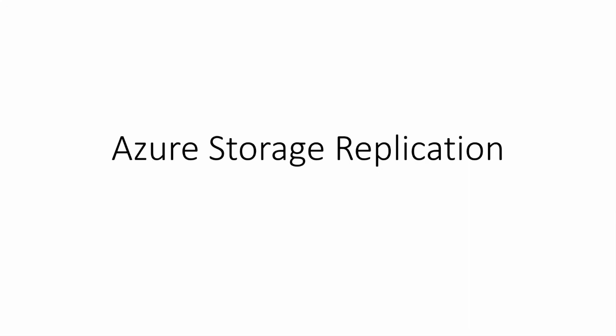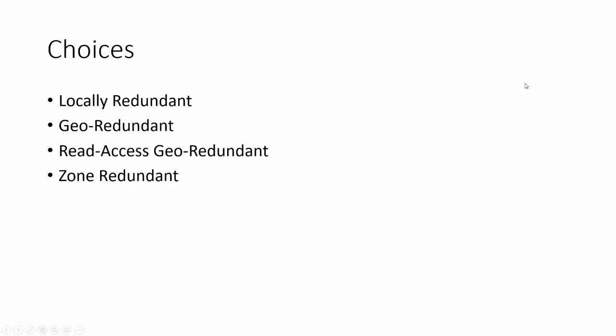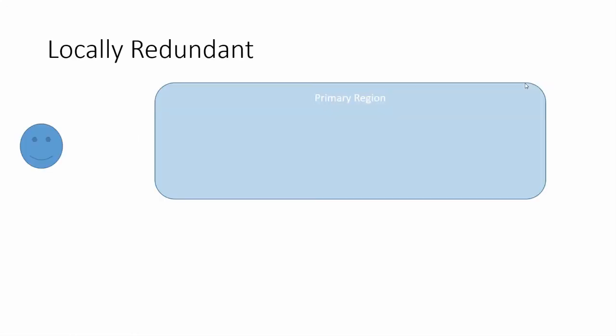Now, with an Azure Storage Account, you have the option to set what kind of redundancy you want your account to have. And the options are locally redundant, geo-redundant, read access geo-redundant, and zone redundant. Let's go into detail on each one of these, what each one of these does.